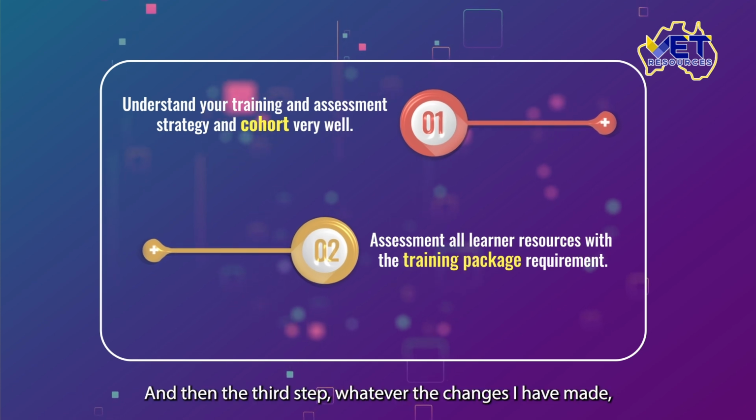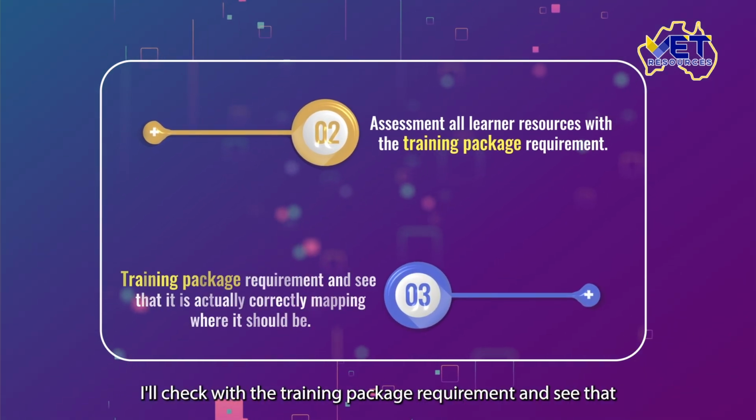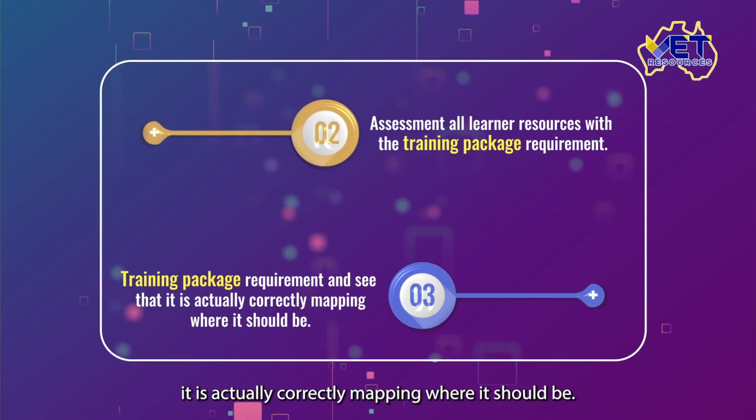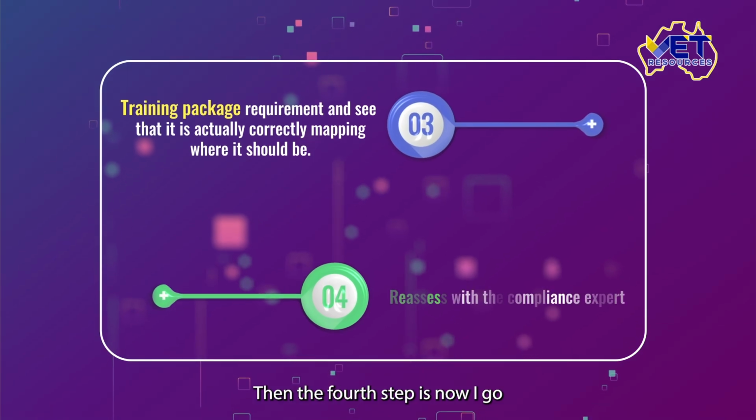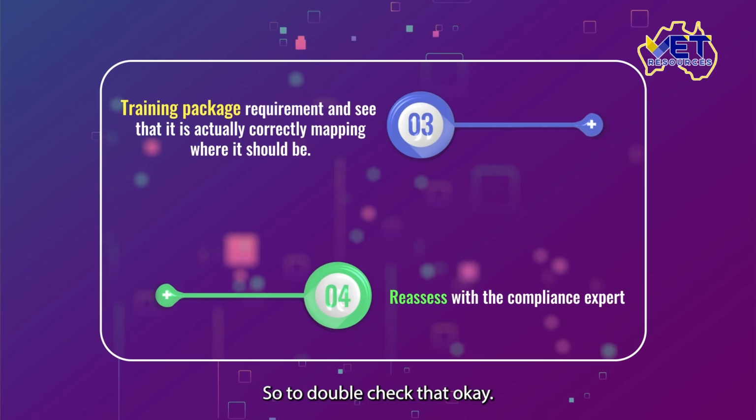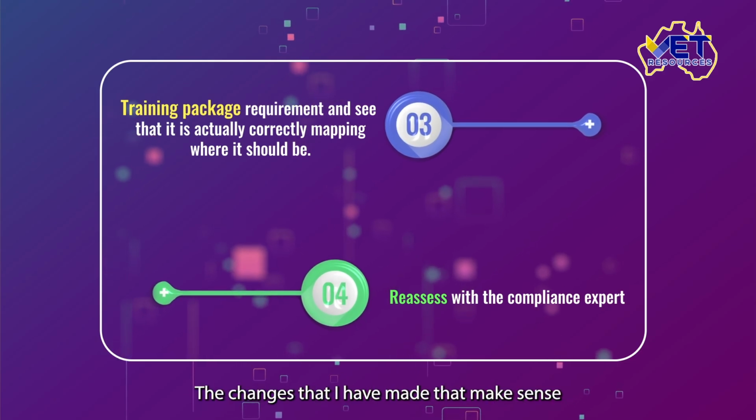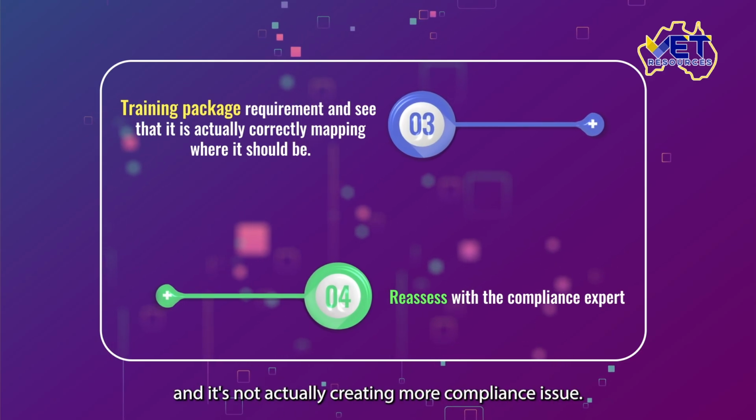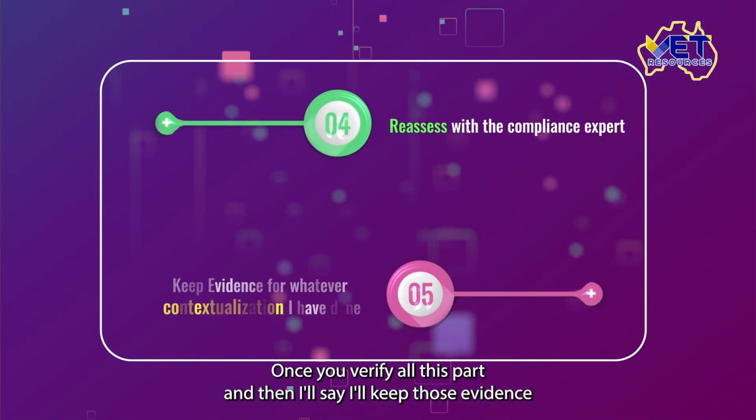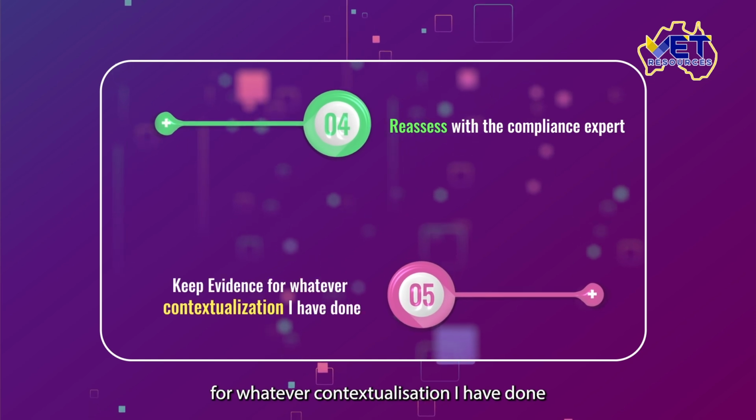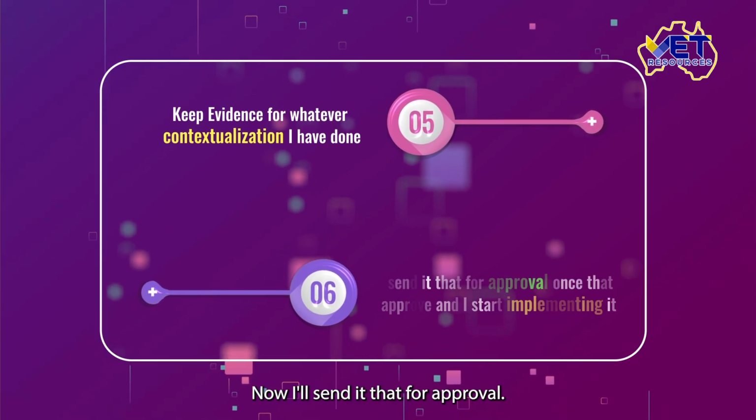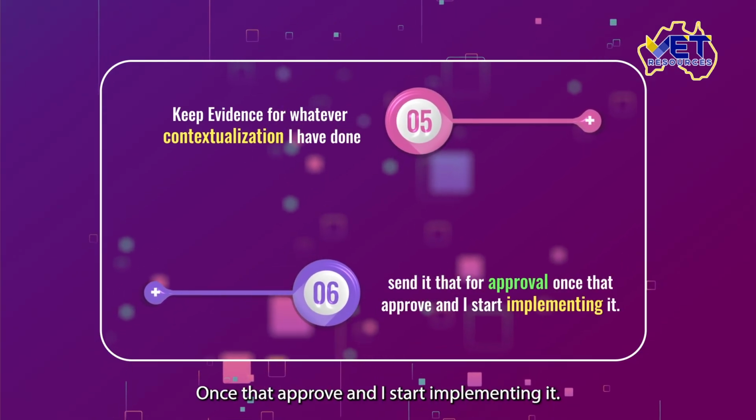And then the third step, whatever changes I have made, I check against the training package requirement and see that it is correctly mapping where it should be. Then the 4th step is, I give it to my compliance person or industry person to double check that the changes I have made make sense and are not creating more compliance issues. Once you verify all this, I keep the evidence for whatever contextualization I have done. Then number 5 and number 6, I send it for approval. Once approved, we start implementing.